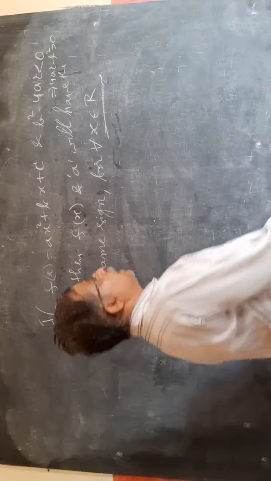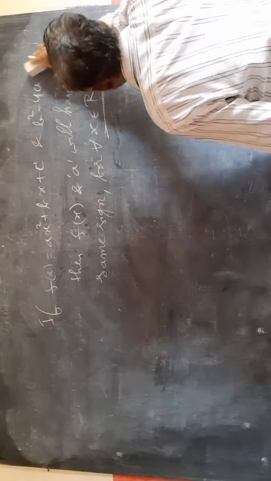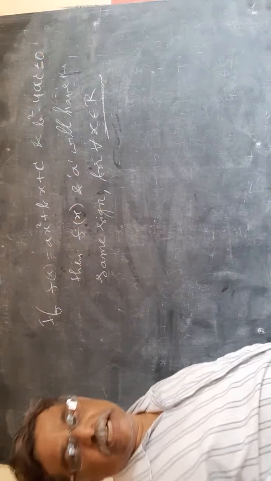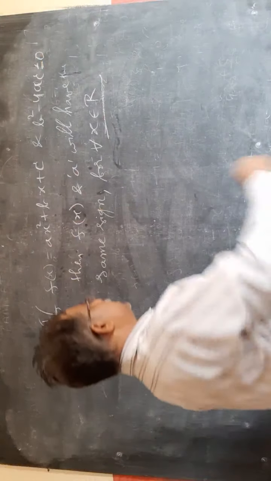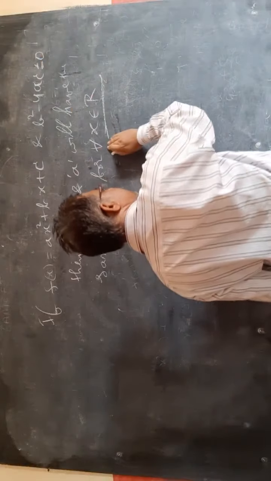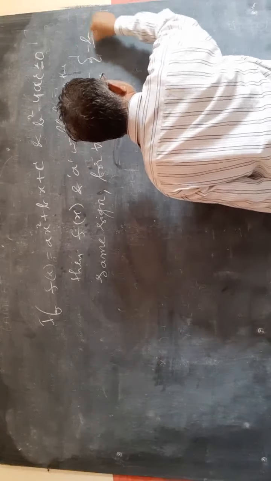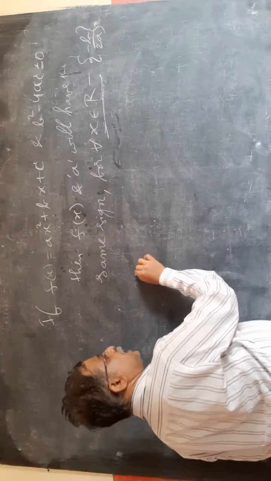The same thing, I will make a small change here. If b square minus 4ac equals 0, what happens? Then f of x and a will have the same sign for every x belongs to R minus b by 2a. Why am I writing this? We will proceed like the previous one only.